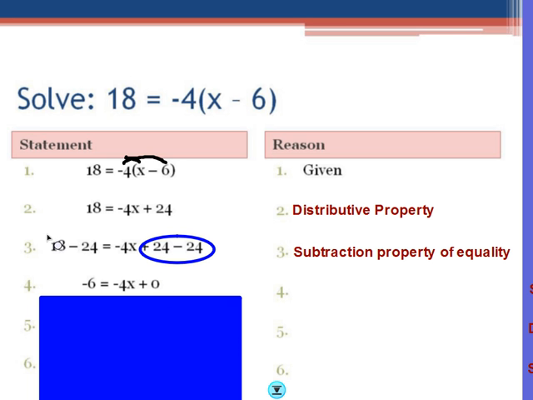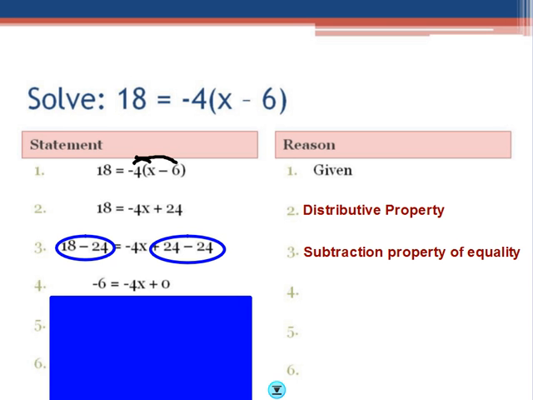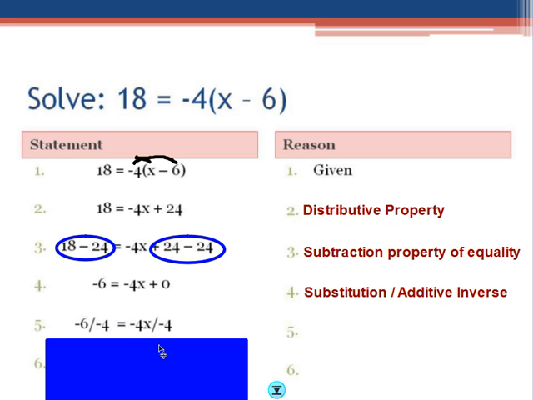But there's also a property happening on this side. We have 18 minus 24. We're taking 18 minus 24 and we're substituting in -6. Simplifying isn't a property. Combining like terms isn't a property. We want to make sure we're using substitution. So from step 3 to step 4, we have our substitution and additive inverse. Next, we would go through and divide both sides by -4. So we're dividing on both sides. That's our division property of equality.